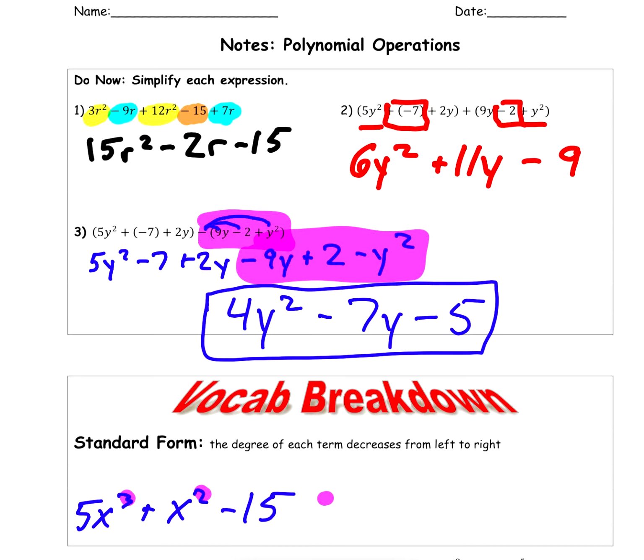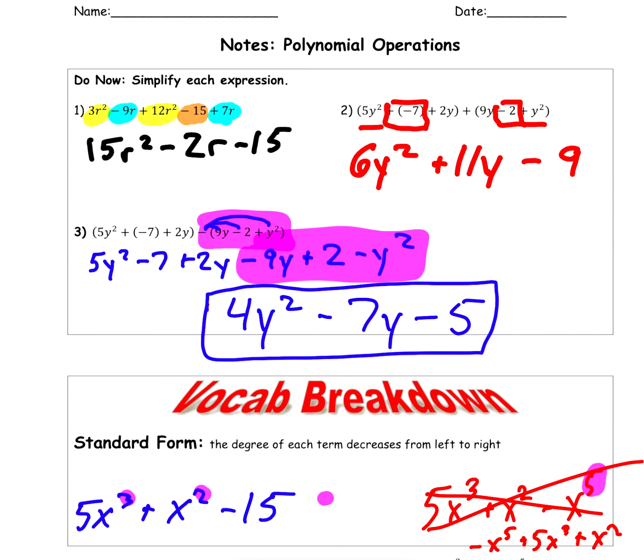And let's look at a non-example. So how about we'll do the same thing. 5x to the third plus x squared minus x to the fifth. What makes this a non-example? Well, take a look. Our highest degree is at the end, the 5. That should go out first. So if we want to put this in standard form, it should be negative x to the fifth plus 5x to the third plus x squared. So that is not in standard form. It is once you fix it.